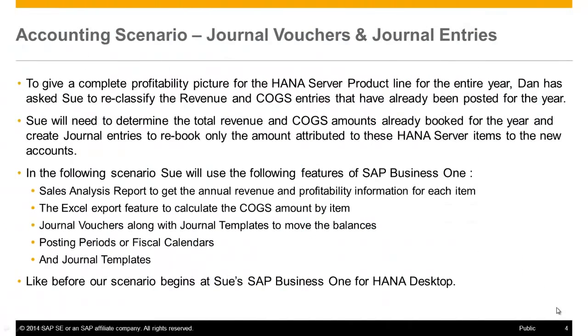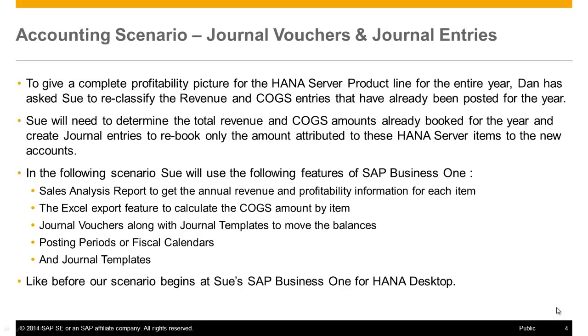Accounting Scenario 2, Journal Vouchers and Journal Entries. To give a complete profitability picture of this new HANA Server product line for the entire year, Dan has asked Sue to reclassify the revenue and cost of goods sold amounts that have already been posted from the previous GL accounts to the new GL accounts. Sue will need to determine the total revenue and cost of goods sold amounts already booked from January to July and create journal entries to rebook only the amounts attributed to these HANA servers.